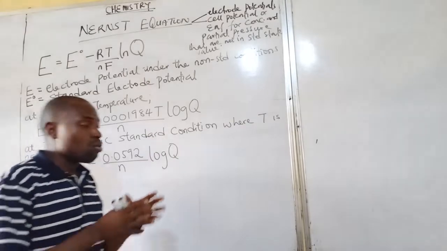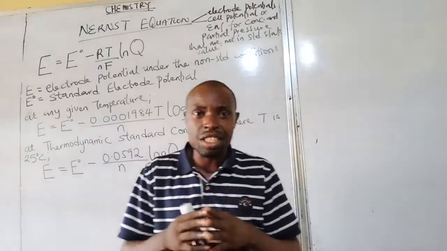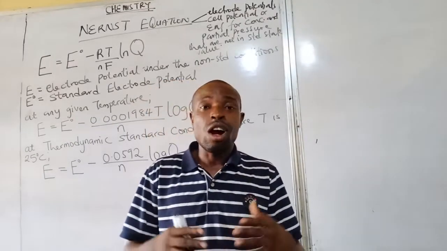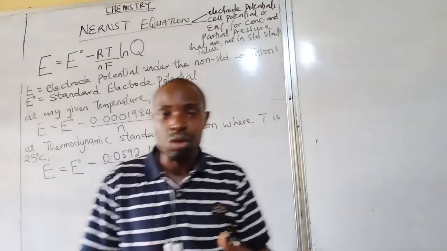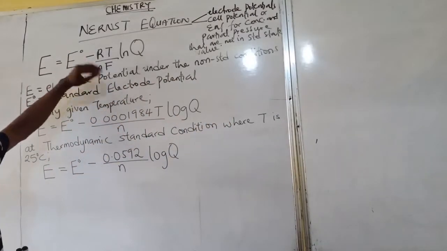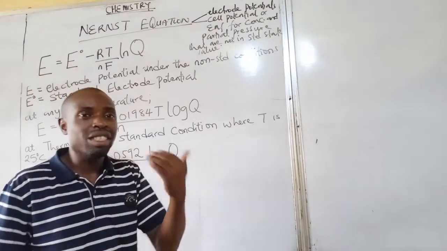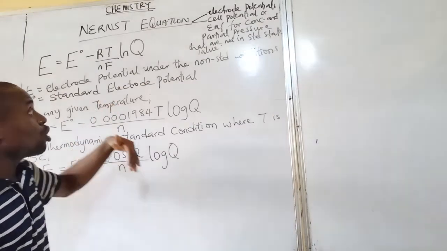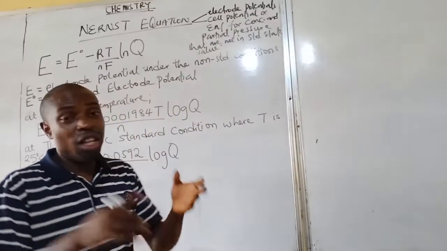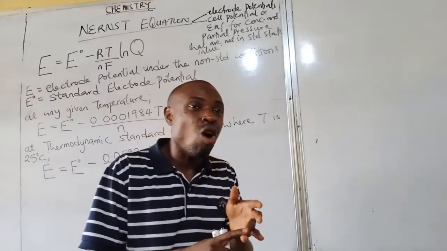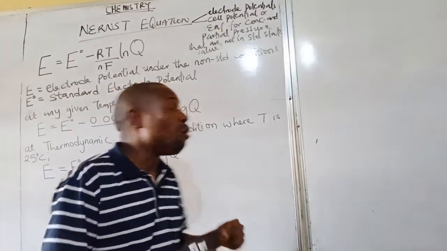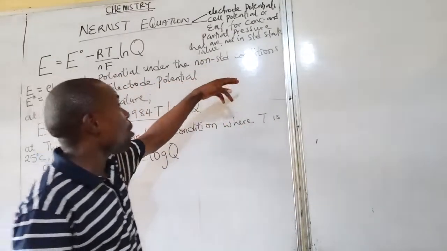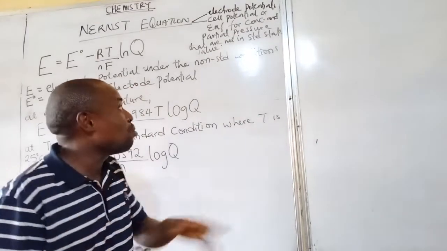We are here trying to work on what we call the Nernst equation, which is a continuation of what we started under electrode potential. So today we are going to be talking about the Nernst equation. Now the question is, what is the Nernst equation? Very simple. The Nernst equation is the equation which is used to calculate the electrode potential, the cell potential, or the electromotive force for the concentration and the partial pressure that are not in standard state or value.